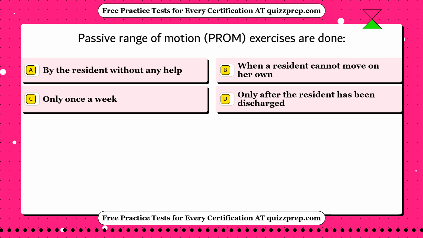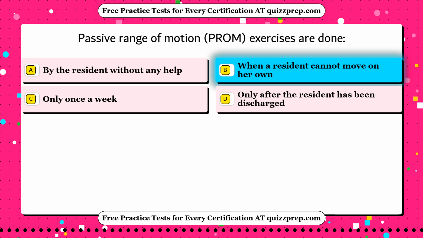Question 48. Passive range of motion, PROM, exercises are done: Option A, by the resident without any help. Option B, when a resident cannot move on her own. Option C, only once a week. Option D, only after the resident has been discharged.